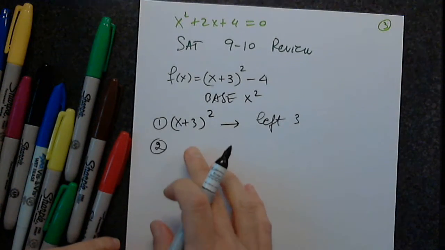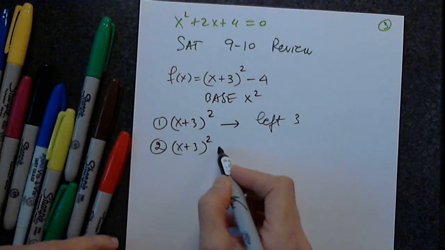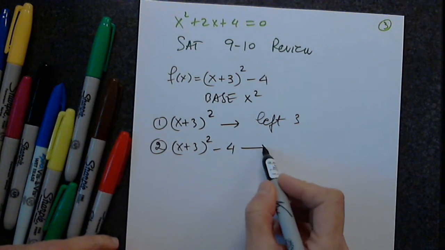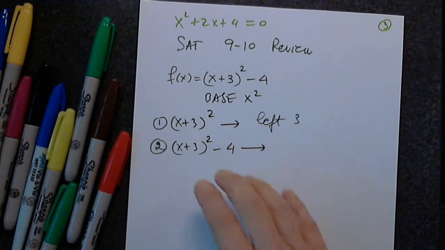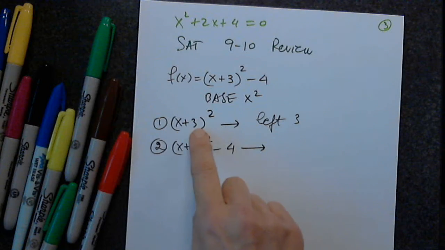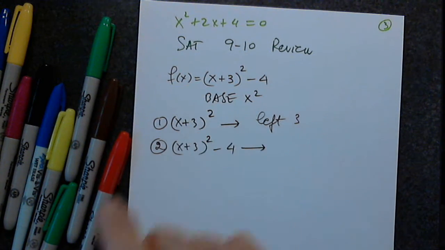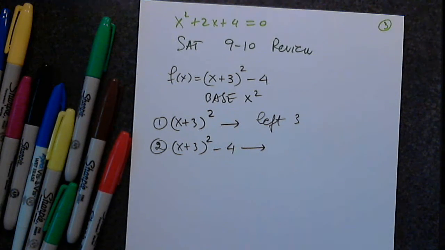Number 2 is a transformation on number 1, which will be x plus 3 everything squared and minus 4. What transformation is this? This is not a transformation on the base function. It's a transformation on this function from number 1. What does this do to that? Very good, down 4.